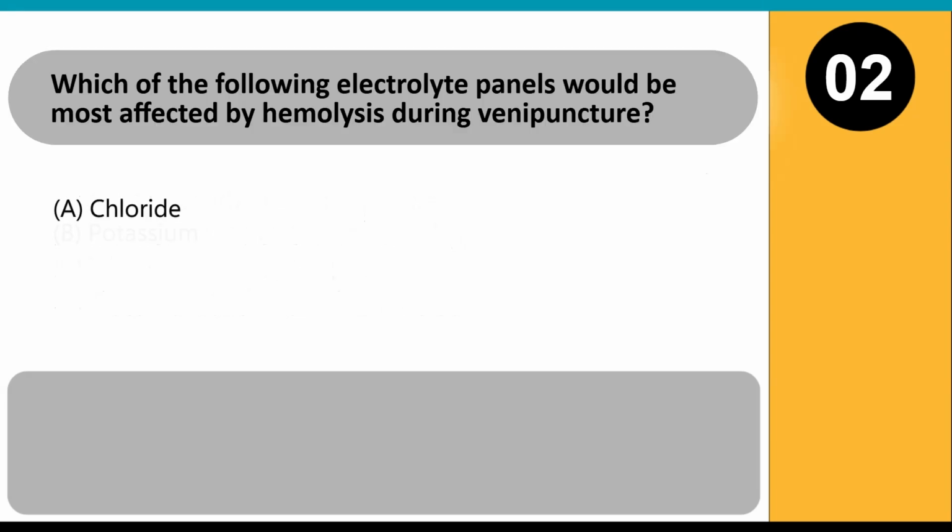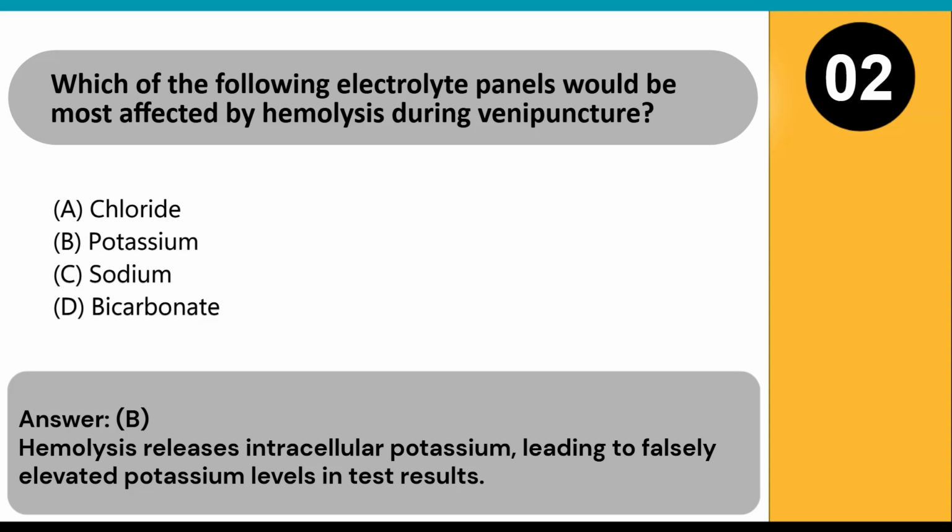Which of the following electrolyte panels would be most affected by hemolysis during venipuncture? A. Chloride. B. Potassium. C. Sodium. D. Bicarbonate. Answer: B. Hemolysis releases intracellular potassium, leading to falsely elevated potassium levels in test results.